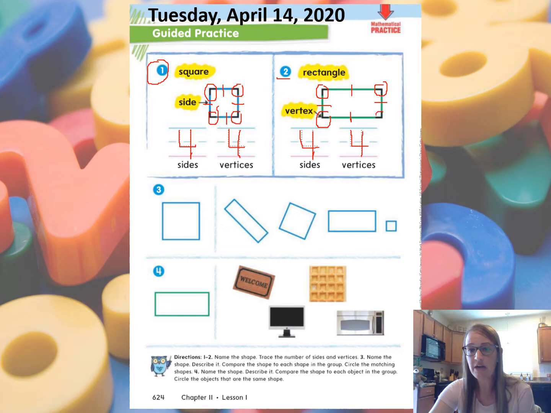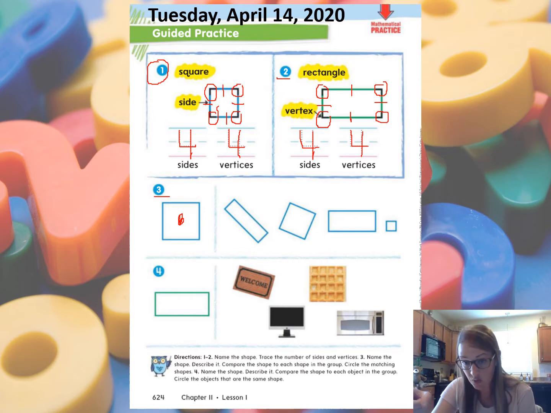All right, we are now ready to go down to number 3. Kindergartners, I want you to name me what this shape is. This is a square or is it a rectangle? You're right, it's a square. A square has how many sides? How many vertices? Good.